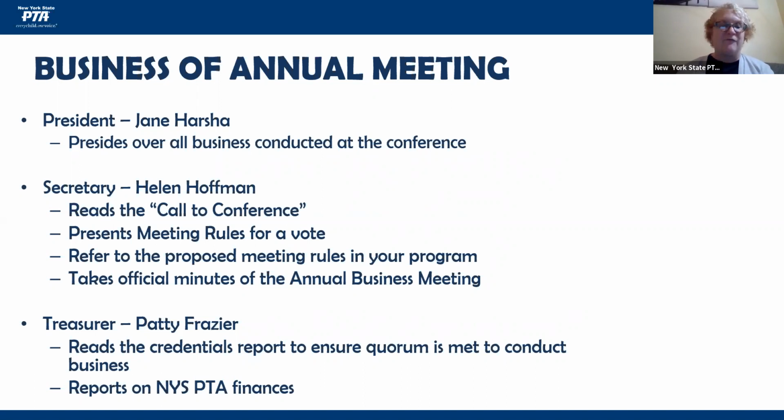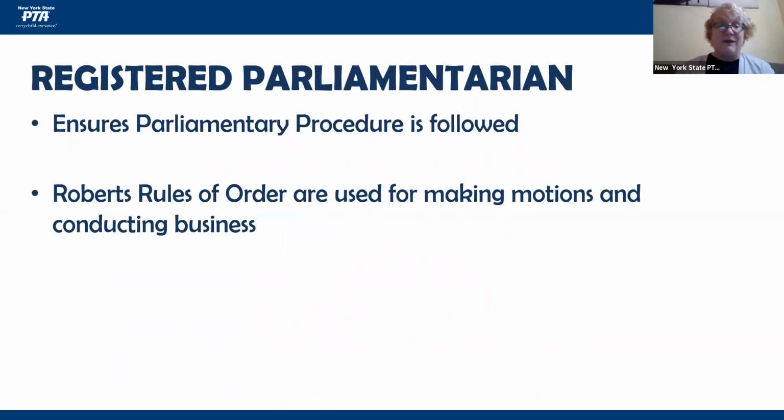Our treasurer, Patty Frazier, will read the credentials report to make sure that we have quorum and that is met to conduct business. She will also report on New York State PTA finances. We will have a registered parliamentarian. He will ensure that parliamentary procedure is followed. He will be joining us virtually. Robert's Rules of Order are used for making motions and conducting business.